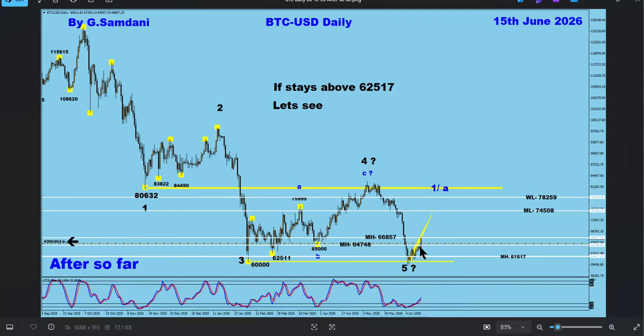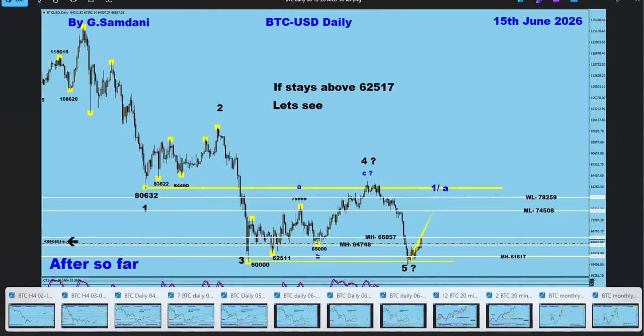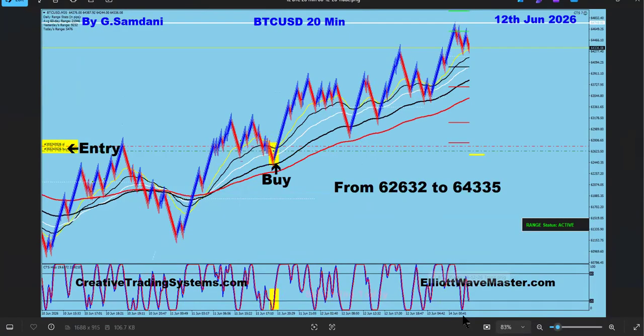Yeah, so this is right now as of today. So we bounced from here exactly where I said there was going to be a bounce. From this bounce so far, I had only 2 trades. One of them was last week, on the 12th. This is from this number to this number, 62,632 to 64,335. Then to this level here, I closed. You know what this level is? 64,7 something. But forget about that.